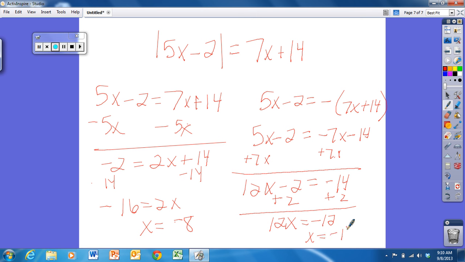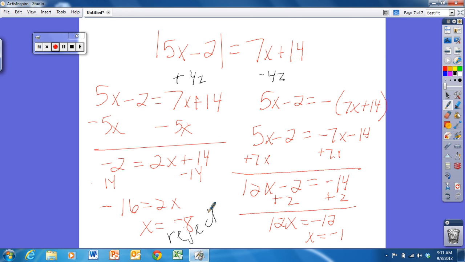But remember, we have to check both answers. I know it's a pain, I know it's more work, but you want to get the most possible points on any assessment. Check your answers. Okay, negative 8. 5 times negative 8 is negative 40. Minus 2 is negative 42. So this side's negative 42. But the absolute value of negative 42 is positive 42. Over here, 7 times negative 8 is negative 56. Plus 14, this is negative 42. So we're rejecting this one.